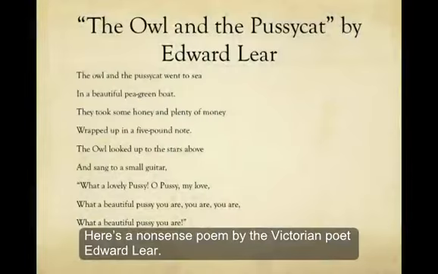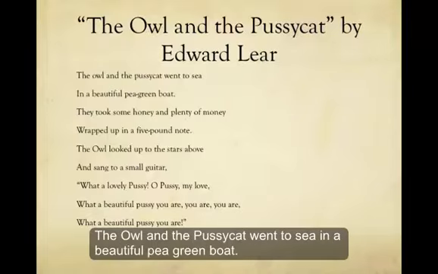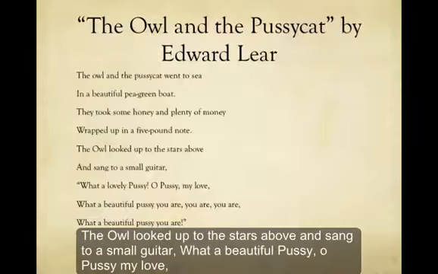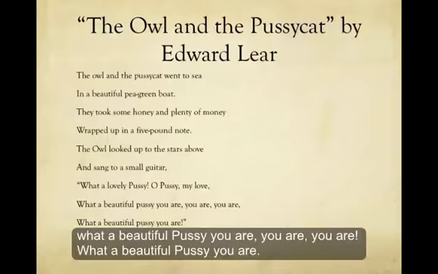Here's a nonsense poem by the Victorian poet Edward Lear from the larger work The Owl and the Pussycat. The owl and the pussycat went to sea in a beautiful pea-green boat. They took some honey and plenty of money wrapped up in a 5-pound note. The owl looked up to the stars above and sang to a small guitar, "What a lovely pussy! Oh, pussy, my love, what a beautiful pussy you are, you are, you are! What a beautiful pussy you are!"